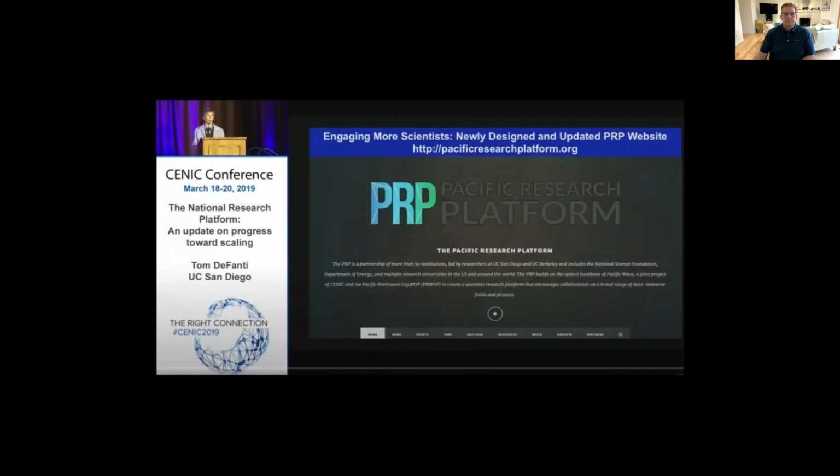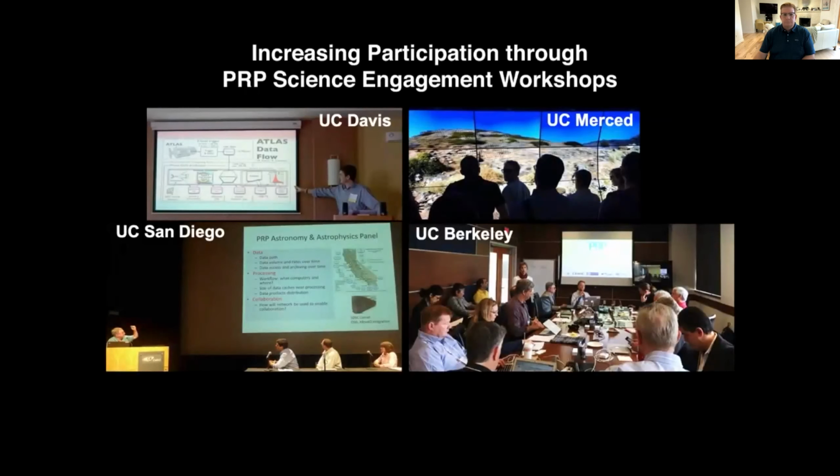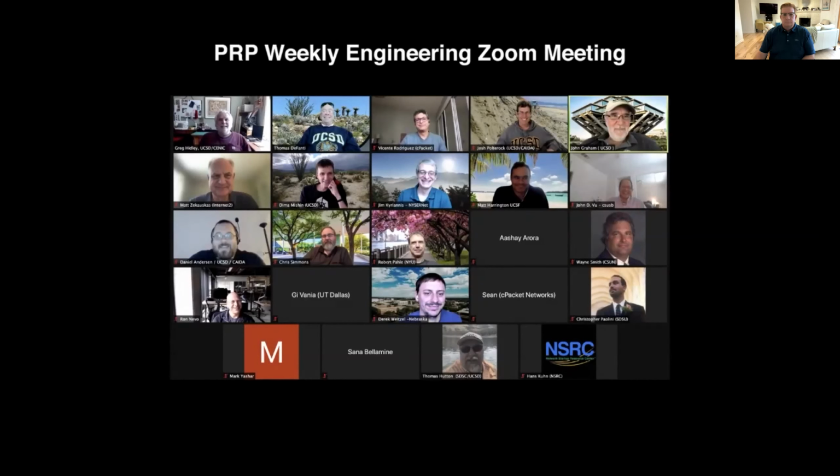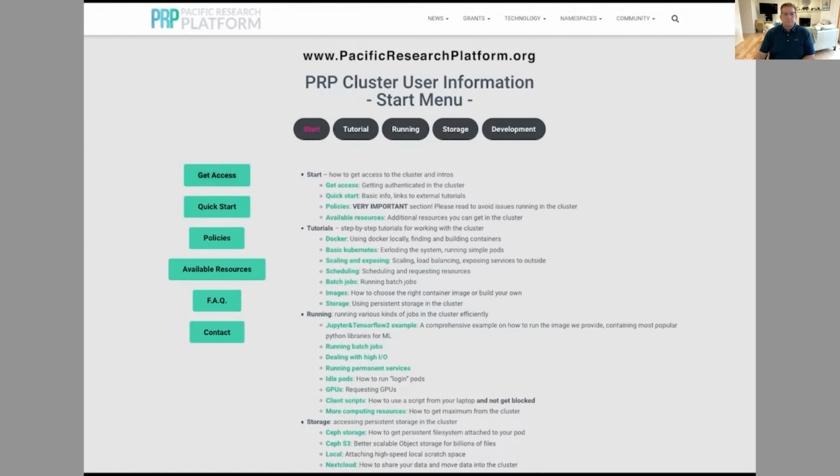In addition, the PRP team has attended major technology conferences such as the annual Supercomputing and CENIC meetings. The Science Engagement team has also created smaller on-campus workshops to engage new members. Providing technical training and expanding our growing PRP community continues to be a central focus of the PRP grant, with in-depth technology courses, weekly technology video meetings, and detailed documentation on how to get started on the PRP website.